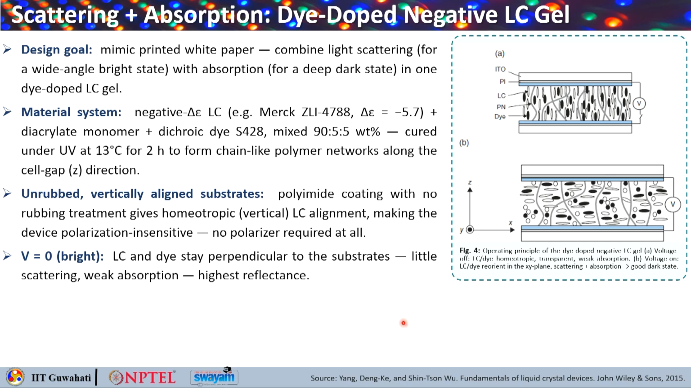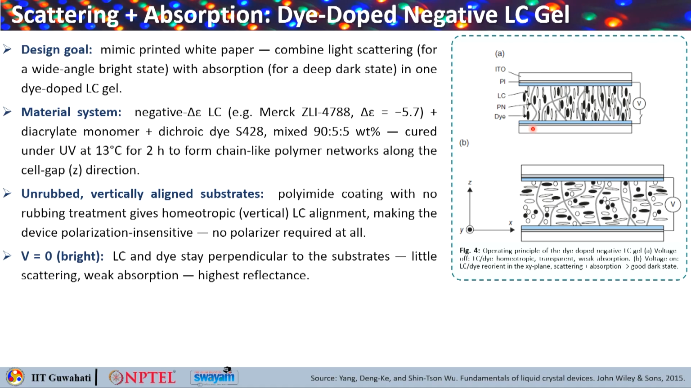Now let us see how the bright and the dark state works. First focus on when voltage is not there, so the voltage off condition. Here the liquid crystal and the dye stay perpendicular to the substrate, so there is very little scattering as well as weak absorption. So what you get is the highest reflectance. You can clearly see the black ones are the dyes, the white ones are the liquid crystals, and these are the polymer network that you are seeing, and these are the ITO electrodes through which the voltage is applied.